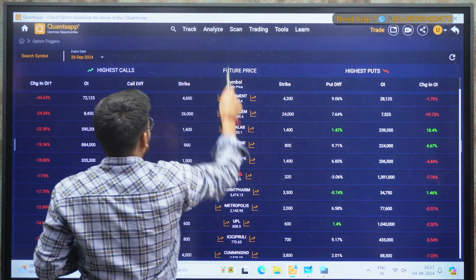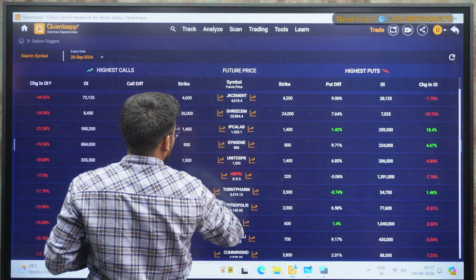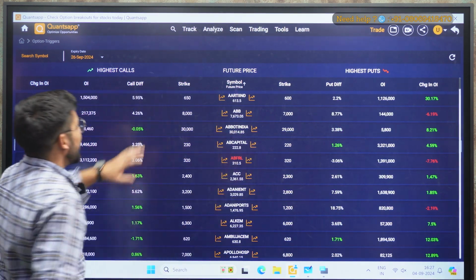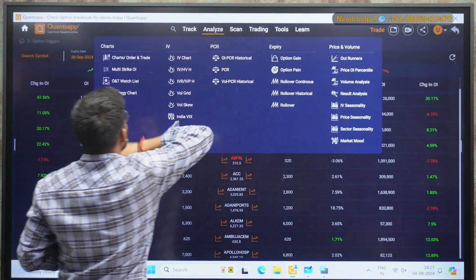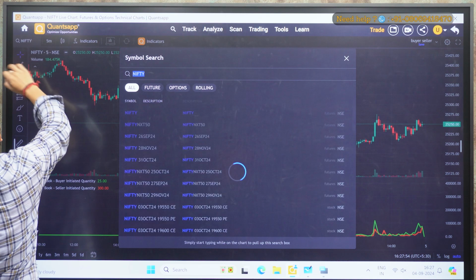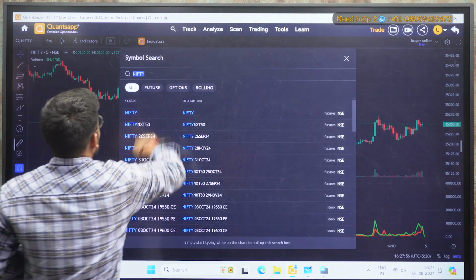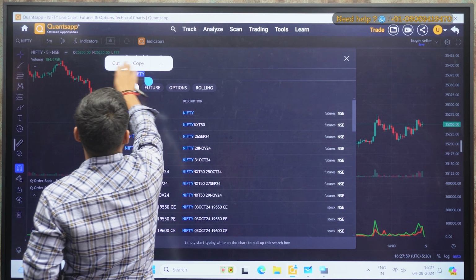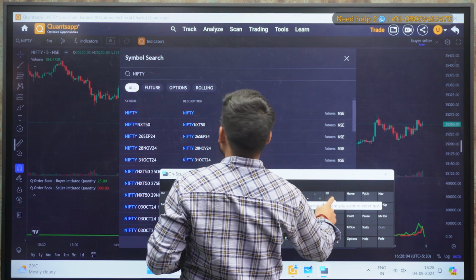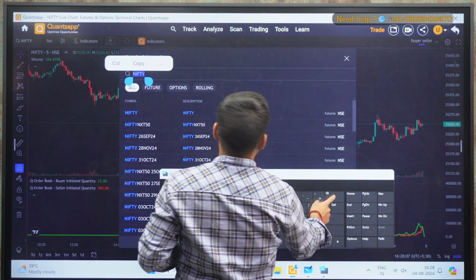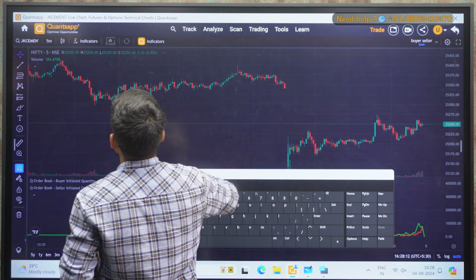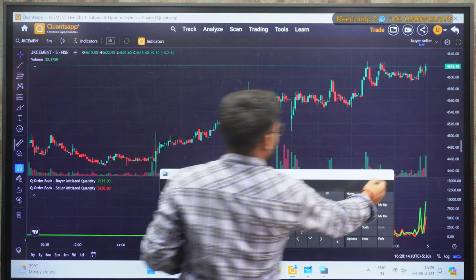Now there is one more option. For example, you have selected one stock. Right now I'm selecting JK Cement. Once I have selected JK Cement, you just have to go to analyze. You can go into the chart, and you can just type your stock here. You can type any stock. For example, I'm going with JK Cement, so I have applied the chart of JK Cement here.